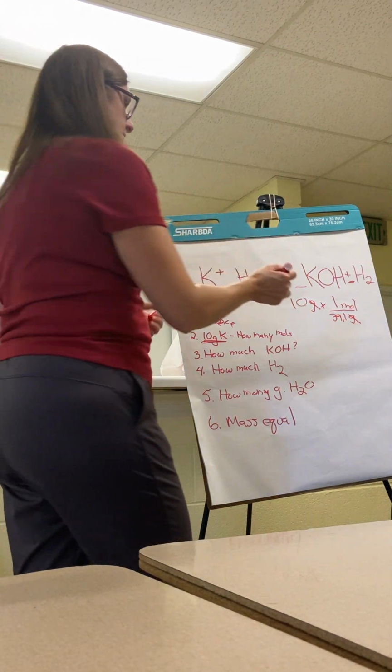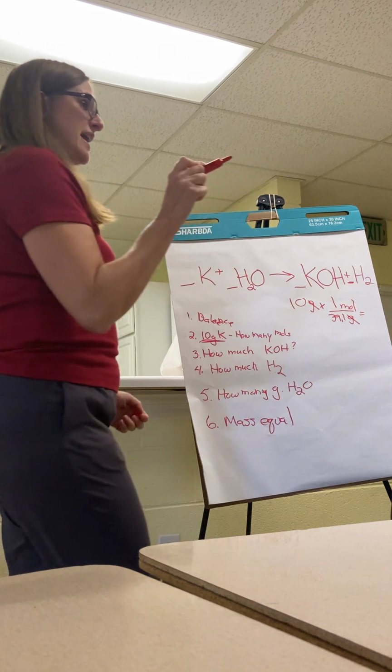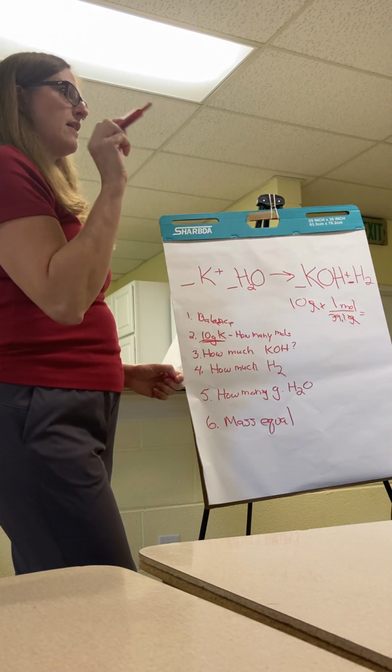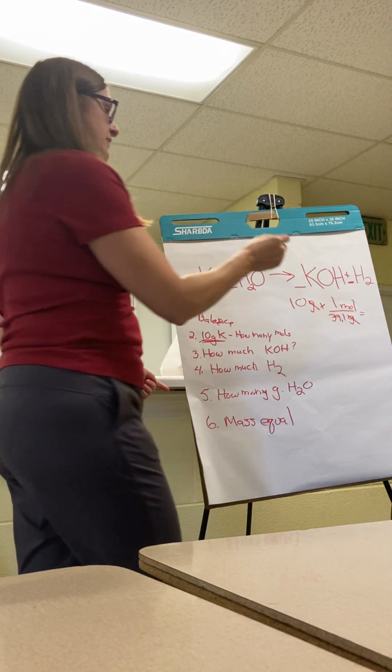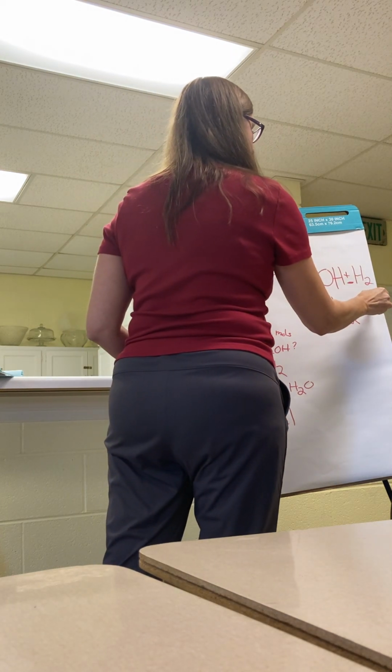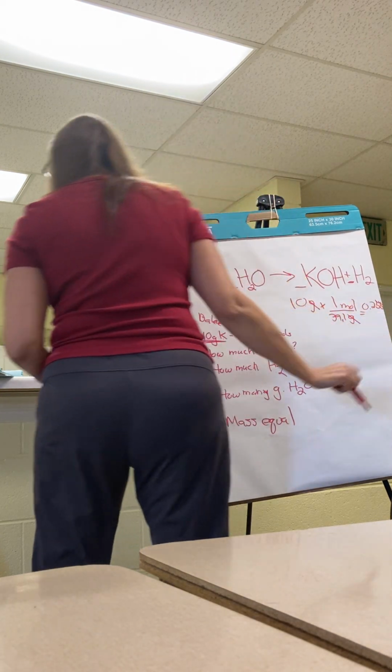39.1. What'd you get? 0.25. Three significant figures. 0.255. Yes. You could probably start. What's the number after 5?